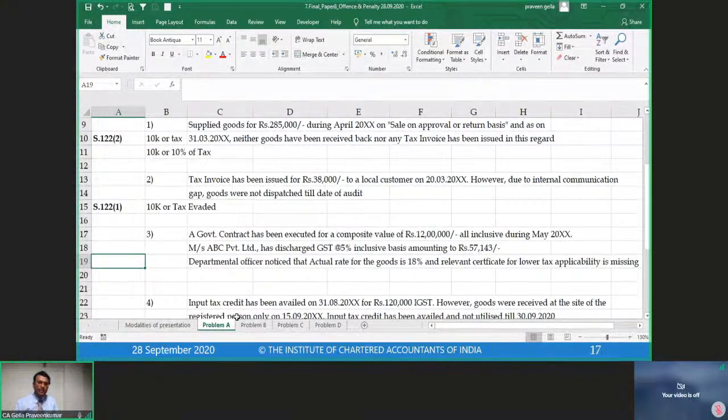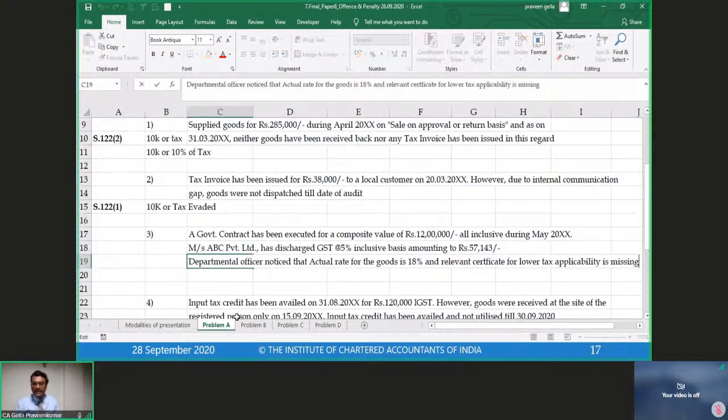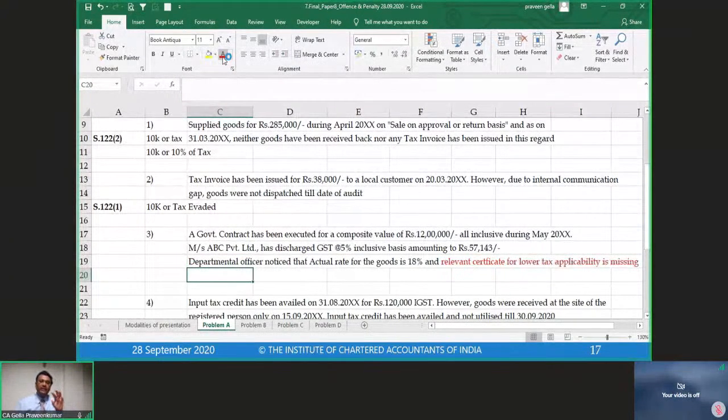A government contract has been executed for a composite value of 12 lakhs, all inclusive, during May 20. Mrs. ABC Limited has discharged GST at 5%, on an inclusive basis, of 57,000. The department officer noticed that the actual rate is 18%. Now, this is a scenario where there is a demand of 18%. He says the relevant certificate is missing. Relevant certificate is missing.